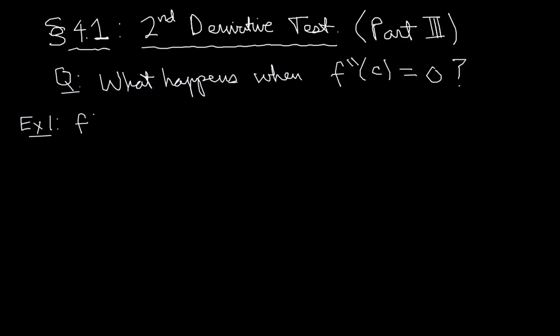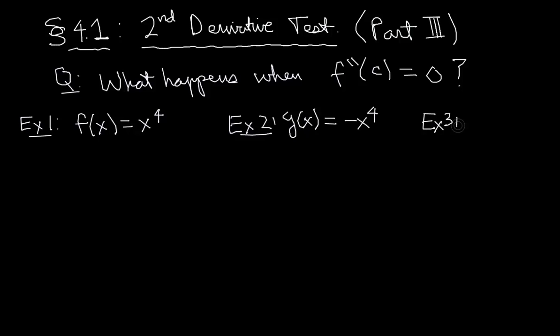Let's look at the function f of x equals x to the 4th. In the second, we'll look at, let's call it g of x equals negative x to the 4th. Whereas example 3 will be h of x equals x cubed.